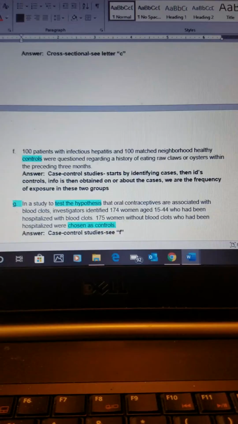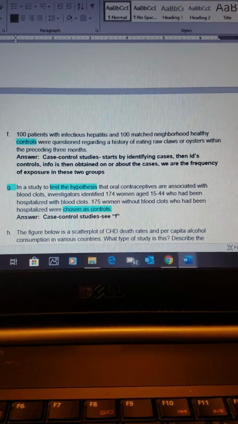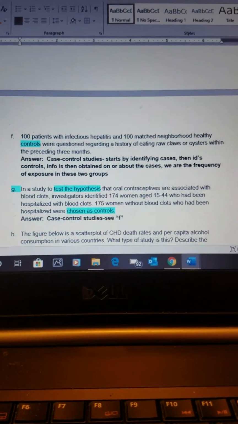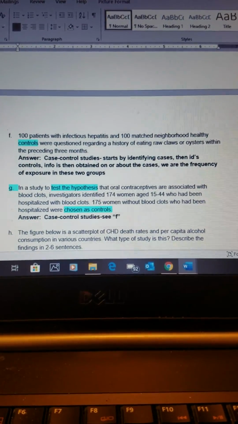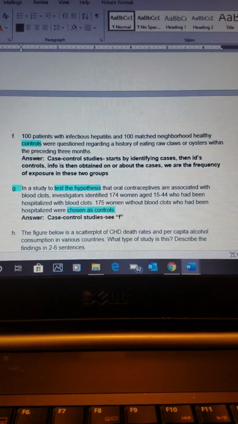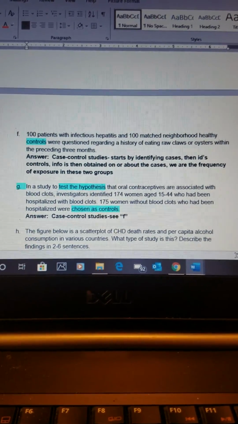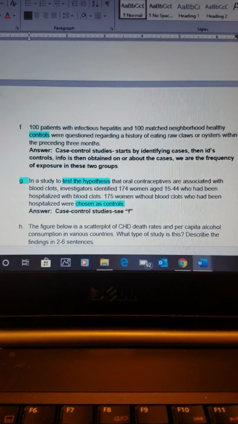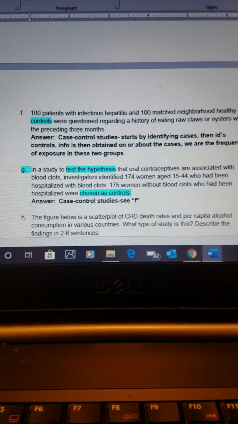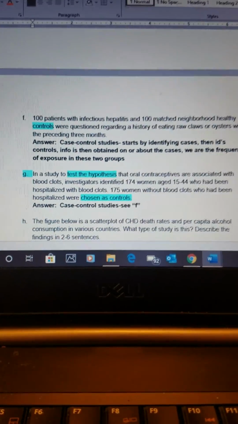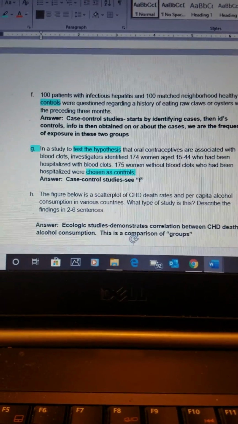G, in a study to test a hypothesis that oral contraceptives are associated with blood clots, investigators identified 174 women aged 15 to 44 who had been hospitalized with blood clots. 175 women without blood clots who had been hospitalized were chosen as controls. So again, same as in letter F, we're looking at case control studies. Simply the word controls, I think, is almost a giveaway there.